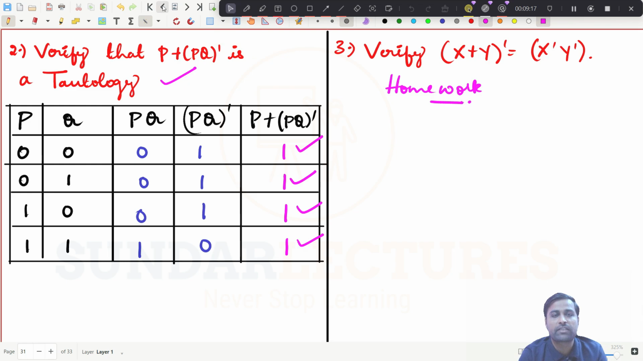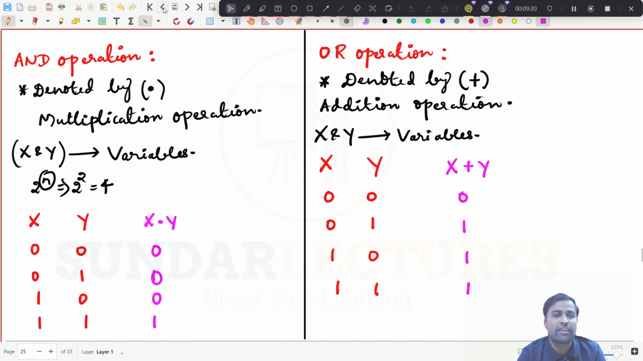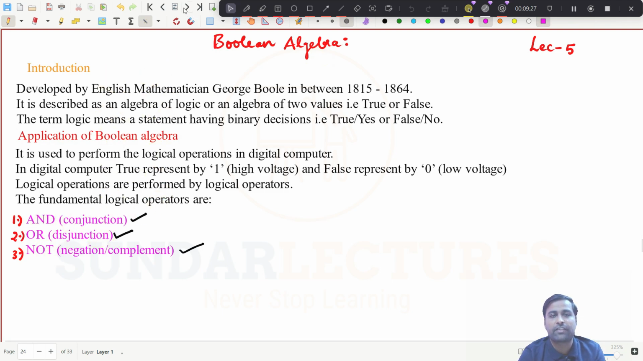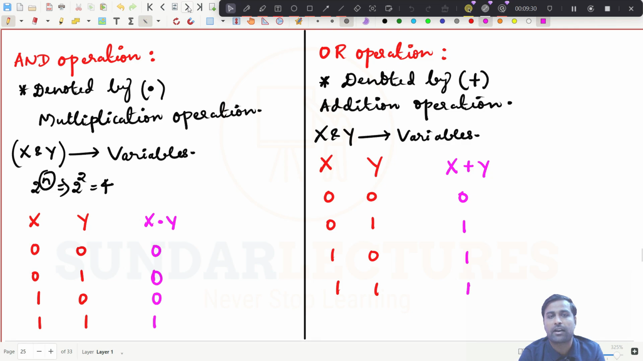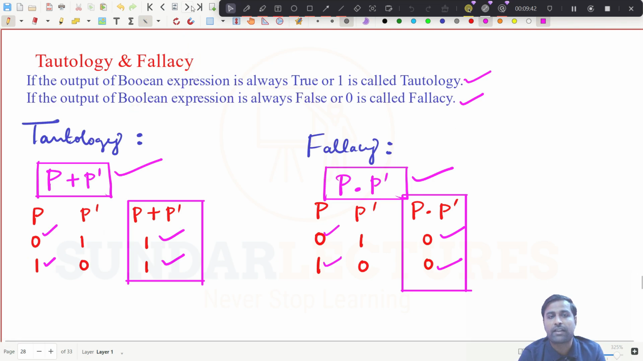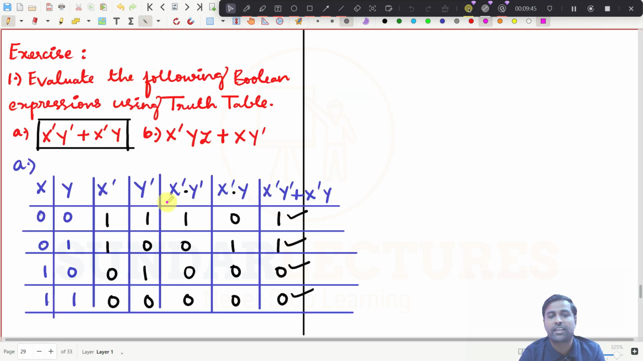See what are all the topics we have seen in this particular lecture. We have started with a new topic, Boolean algebra, and we have seen what Boolean algebra is, and there are 3 different operators. We have seen the AND operator, OR operator, and NOT operator, and then we have gone for the importance of the truth table, and we have verified an expression with a truth table, what a truth table will give you, and then we have gone for fallacy and tautology, and then we have gone for the exercise problems, and we have taken 2 or 3 problems to verify with the truth table. We will see in the next class.